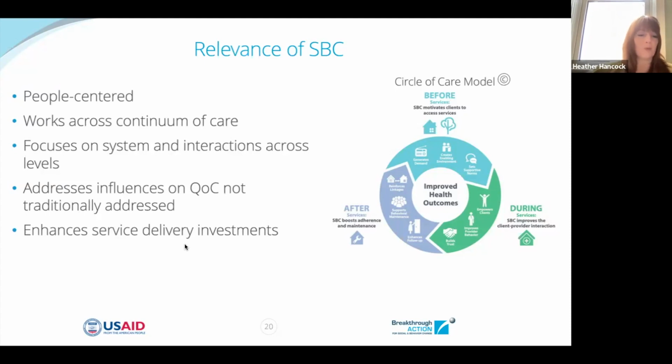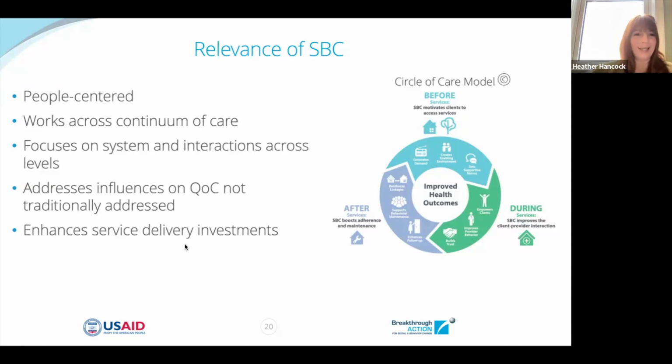And then also SBC works across the continuum of care. You can see here on the right-hand side, there's the circle of care model that shows exactly how SBC can be used before a client even comes to service, during that interaction of service, and then after their interaction. And SBC focuses on the larger system, uses often the socio-ecological model to think about the different levels that we would need to work at in order to see the improvements that we hope to see. And so we can see those interactions across the levels and think about the larger system, from laws and resource allocation to access to services, all the way down to the individual level.